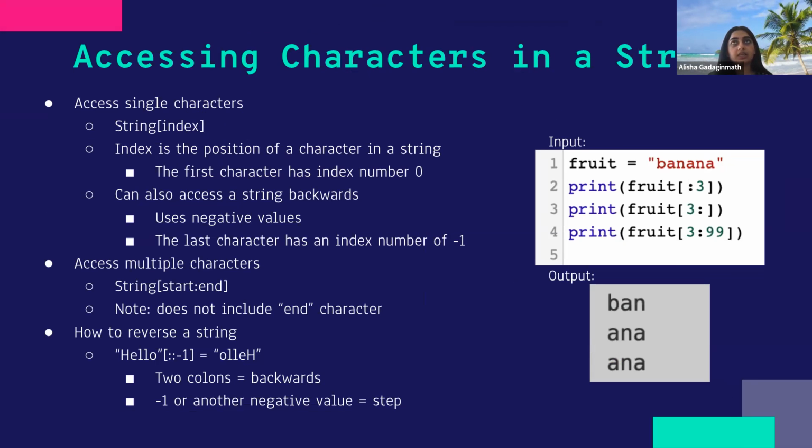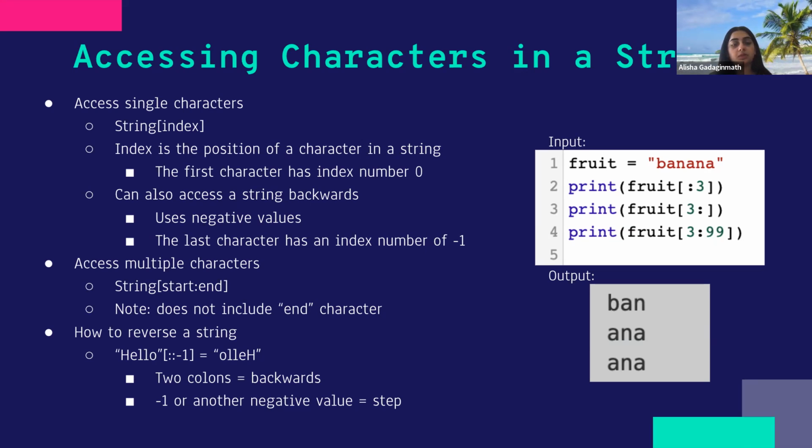To access a single character in a string, you would specify the string name followed by a number in square brackets, or the index. This is basically similar to how we access items in a list. The index is the position of the character in a string with the first index starting at 0. You can also access the string backwards using negative values with the last character having an index of -1.